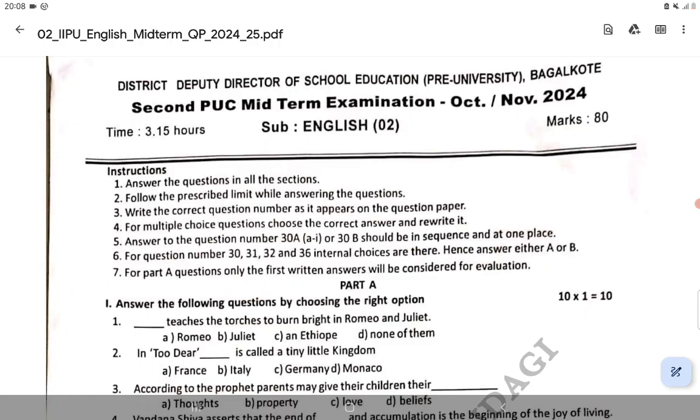Follow the prescribed limit while answering the questions. Yes, you have to follow the prescribed limit. Write the correct question number as it appears on the question paper. This is the main important thing here. Most of the students don't follow the exact question numbers. They create their own sometimes.